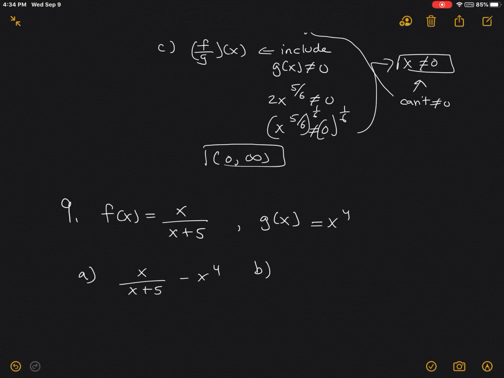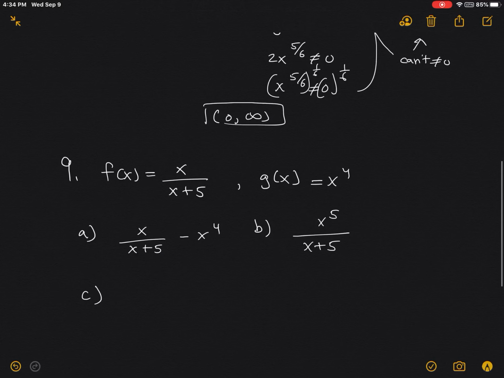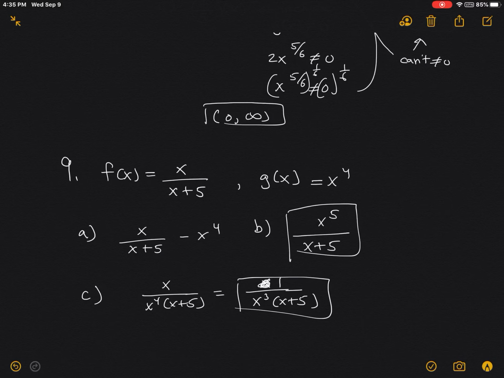Part B, I'm asked to multiply. So you can multiply this, x to the 1st times x to the 4th. You could simplify that to x to the 5th. And then part C, you are asked to divide. f of x divided by g of x basically means I multiply by the reciprocal. And so you're going to have x over x to the 4th over x plus 5. You can cancel this out and call it x. This x will cancel out. You can call it 1 over x cubed, x plus 5.